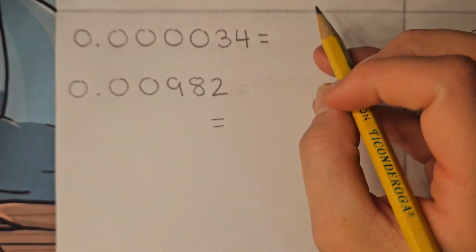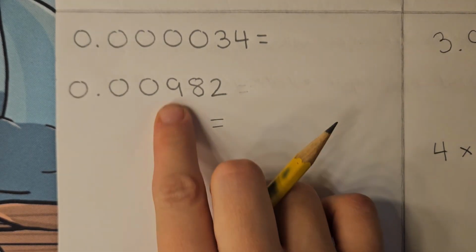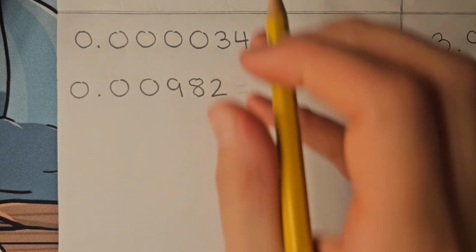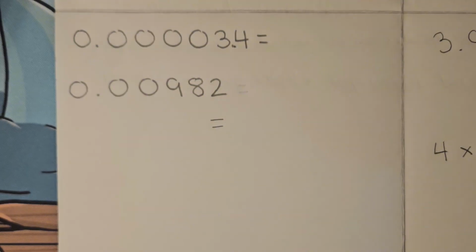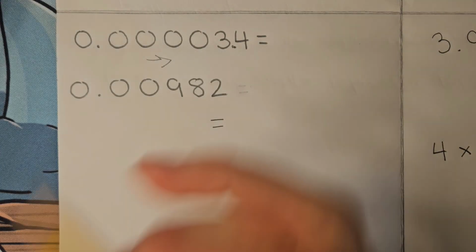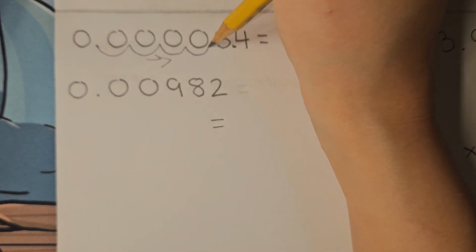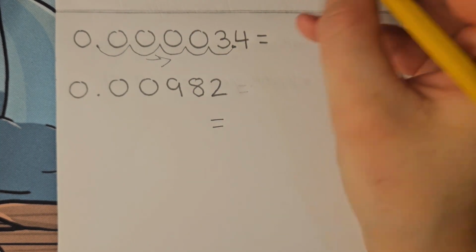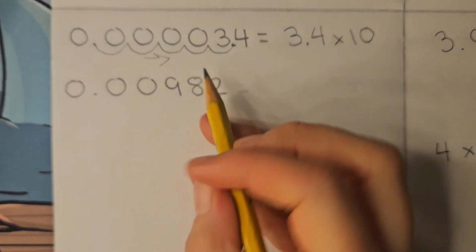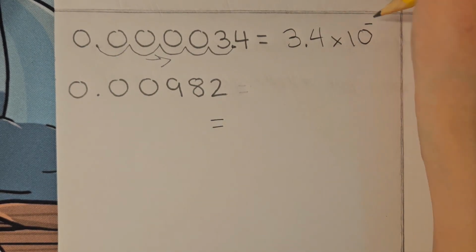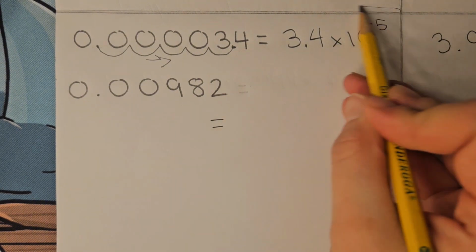For our next example, it's basically the same process, but we're going to the right this time, which means we're going to have a negative exponent. Here, our significant numbers are 3 and 4, and we're going to start here and count to right here, which is 1, 2, 3, 4, 5 decimal places to the right. So this is going to be 3.4 times 10, but because we're moving to the right this time, it's going to be negative 5, and that's our first answer.